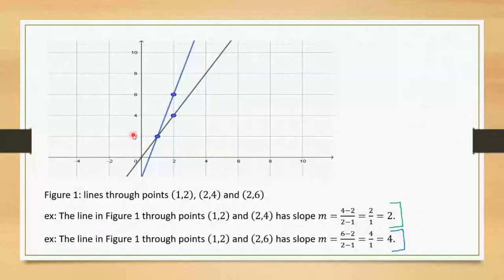All right. Here we just have another example that I want to go through. This will help illustrate what I was trying to say before. So here we have 2 lines. One line is green. The other line is blue. And we can see that the green line, which is first, passes through points 1, 2, and 2, 4. The blue line goes through 1, 2, and 2, 6.